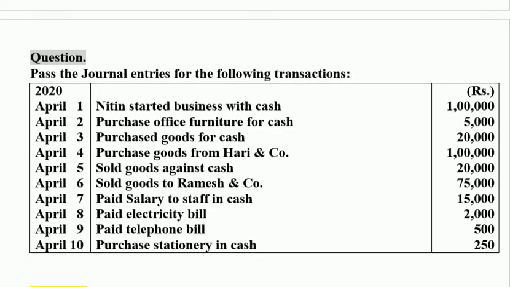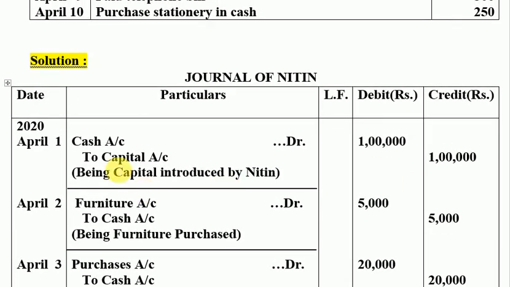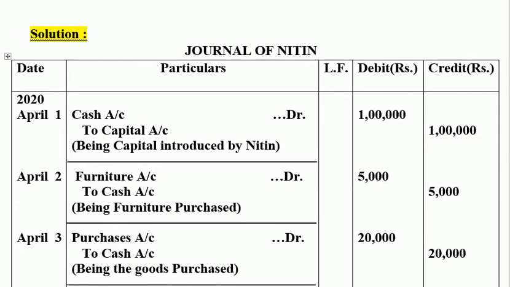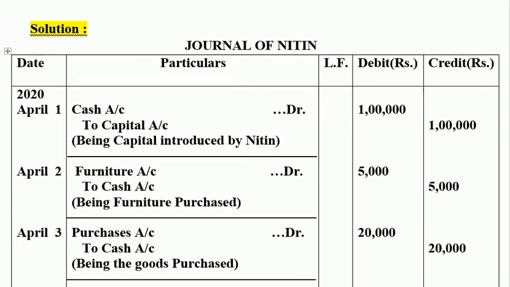So look at that, the cash account debit to capital account. Capital is also increasing, and whenever the capital increases that will be recorded in the credit side. Got it? And this is the narration: being capital introduced by Nitin into the business. Got it? Right now, and I repeat, we are recording this business transaction from the business point of view. Got it?